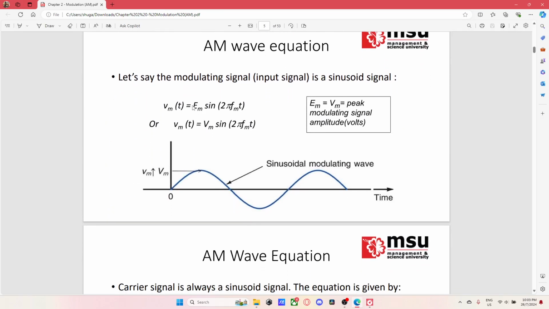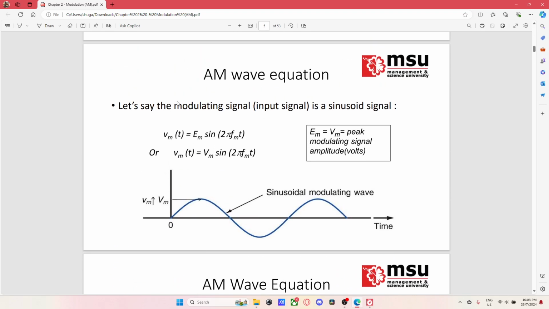In AM, this is the AM wave equation. Starting from here, we are going to learn bit by bit about the equation and the calculation for this chapter. Let's say the modulating signal is a sinusoid signal, and usually in exams it is a sine wave. There should be no changes in exams.